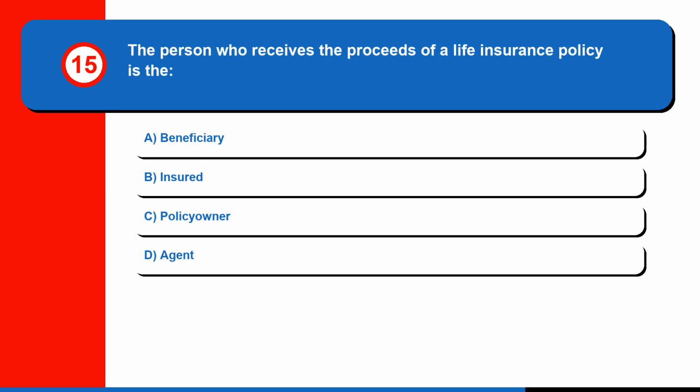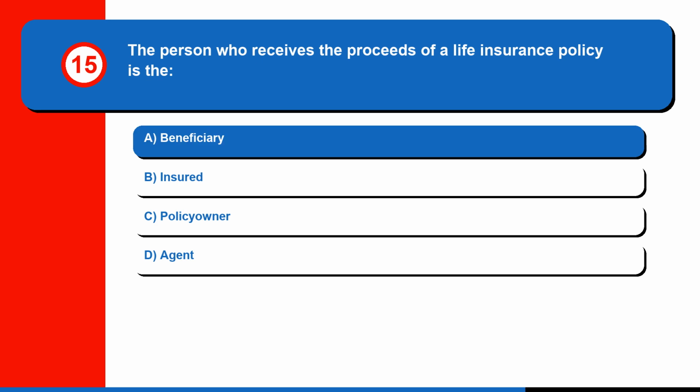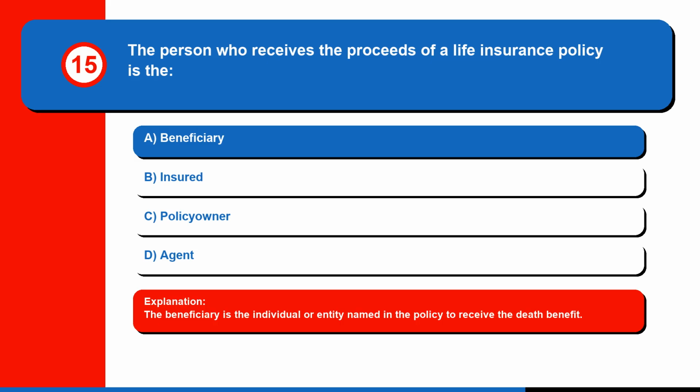Question 15. The person who receives the proceeds of a life insurance policy is the A. Beneficiary. B. Insured. C. Policy owner. Or D. Agent. The correct answer is A. Beneficiary. The beneficiary is the individual or entity named in the policy to receive the death benefit.